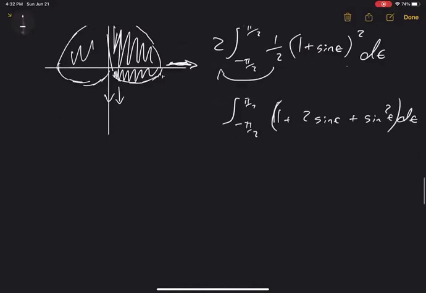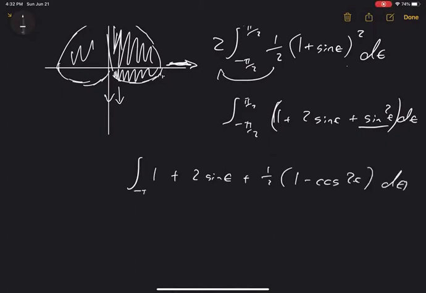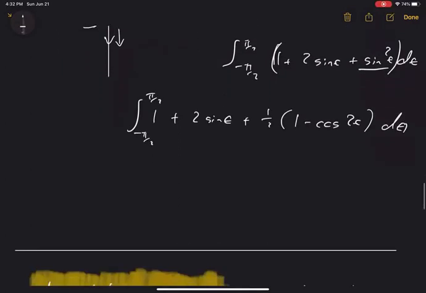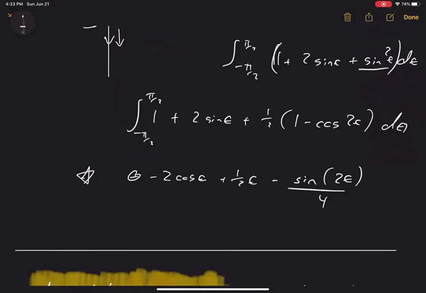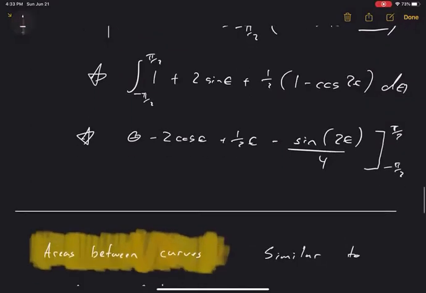This integral, and the rest is just integrating. I need to change this sine squared, so I need to use my double angle identity, right? Okay, so change my integral to this. Now I integrate. Double check me on this step. Try integrating from here and see if you get the same thing. And we should evaluate that from pi over 2 to negative pi over 2. Plug in our values, and what do we get?